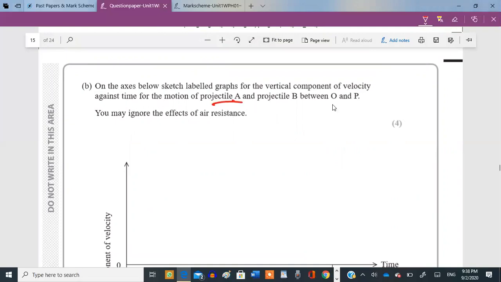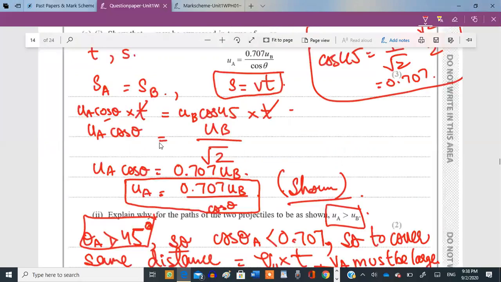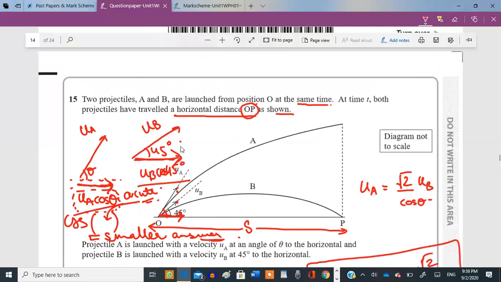And the axis below, sketch labeled graphs for the vertical components of velocity for the motion of A and B between O and P. You may ignore the effects of air resistance. Okay, let's look at the vertical motion, vertical components of velocities.